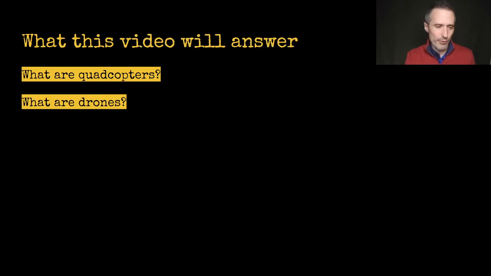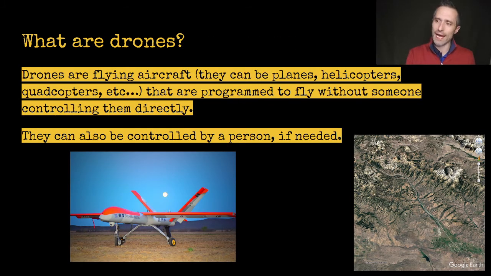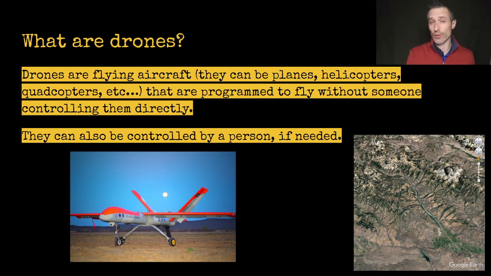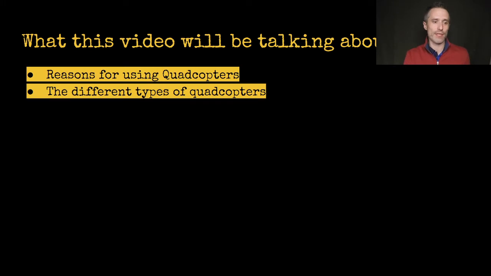The previous video did talk about these things, so go back if you're interested in learning about the different types, as well as what a drone is and how a quadcopter could be a drone, and the legality around that. Now, I do not claim to be an expert on the law, so you should check out the FAA website for anything dealing with the legality of flying these. So today, let's talk about the reasons for using quadcopters and the different types of quadcopters.